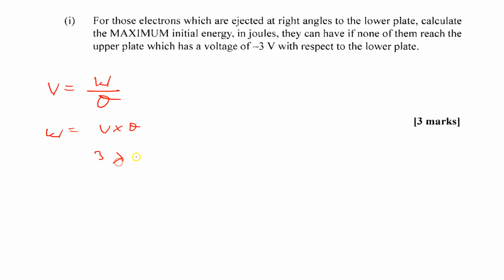And the charge of an electron is 1.6 times 10 to the minus 19. And with that being said, we can come up with the answer. If we go ahead and multiply 3 times 1.6, we get 4.8 times 10 to the minus 19 joules. And we know that the unit for this is joules. So that's simply put what you're getting.